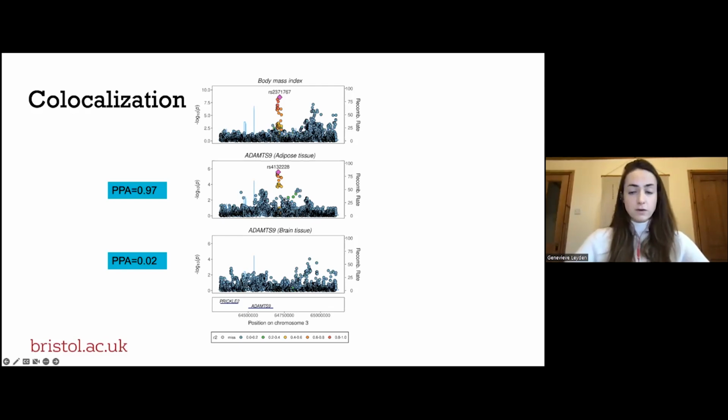So I tested this formally using genetic colocalization. Your threshold for colocalization is a posterior probability greater than 0.8. The PPA for the association in adipose tissue was 0.97, and this is consistent with strong evidence for a shared causal variant. However, performing the exact same analysis using the brain gene expression data, we have a really low PPA. And you can see here, there's really weak evidence for an association between the locus and ADAMTS9 expression in brain tissue.